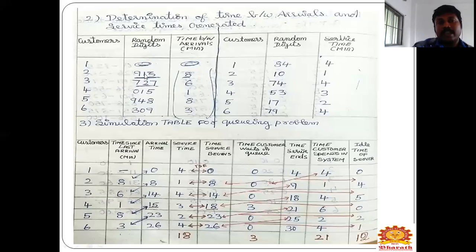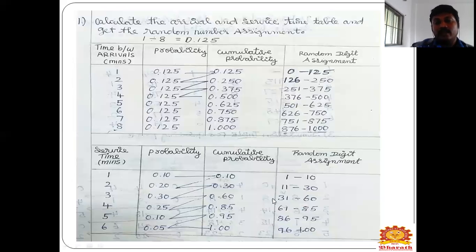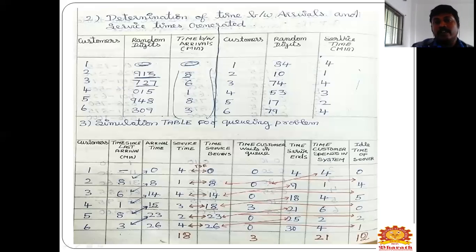Like that you will be taking the values for the inter-arrival time in minutes, and the same for the service time. The first customer is 84. Where does 84 fall in the service time random digit assignment? It falls in 61 to 85, which means the service time is 4. So we are taking 4.